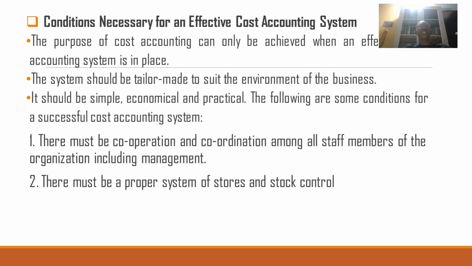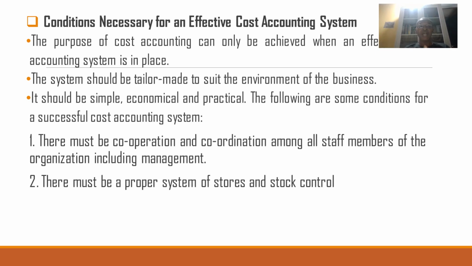A system simply means a process through which information is generated from this to this to this, and then eventually you're able to come up with a report. So the purpose of cost accounting can only be achieved when an effective accounting system is in place. The system should be tailor-made to suit the environment of the business, and it should be simple, economical, and practical. And here are the conditions for a successful cost accounting system.